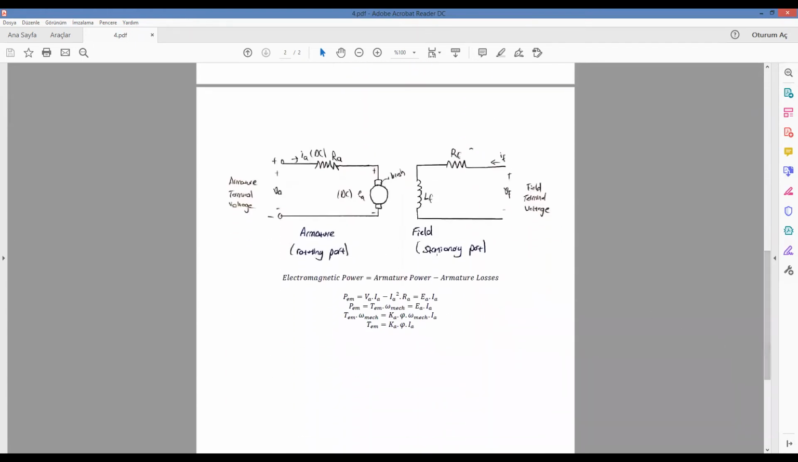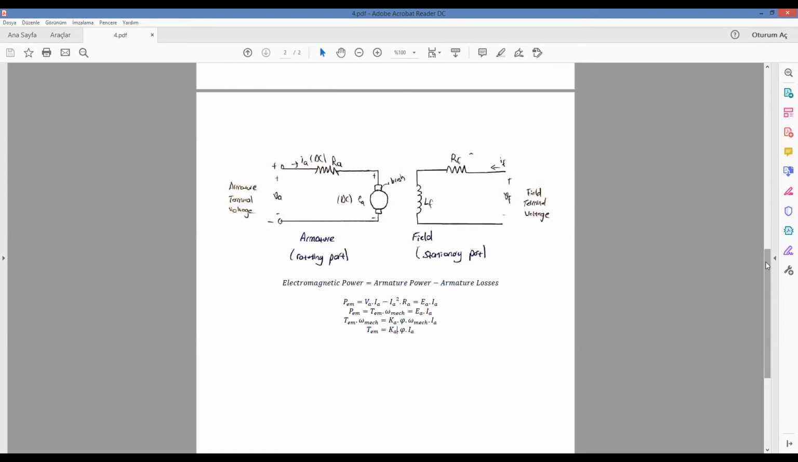On the other hand, if we calculate the torque value, we can use these equations. As you can see, electromagnetic power is equal to armature power minus armature losses. And we examine the torque value. The torque is equal to the machine constant times IA. Of course, PEM, the electromagnetic power, is equal to torque multiplied by rotor speed. Therefore, we put these equations into this and we calculated the torque like this.